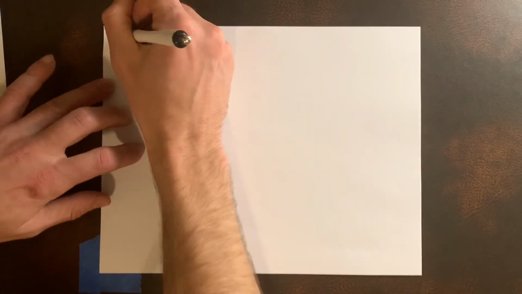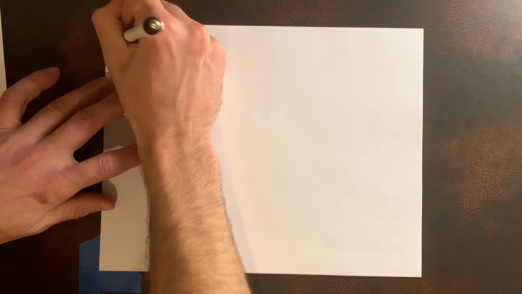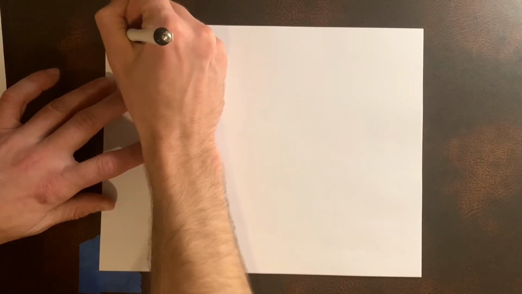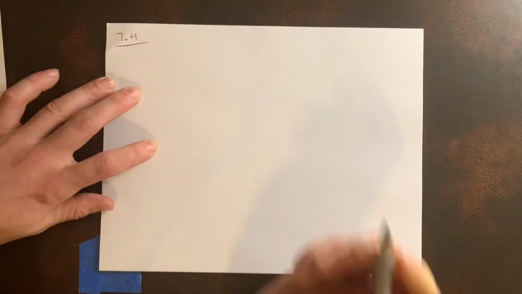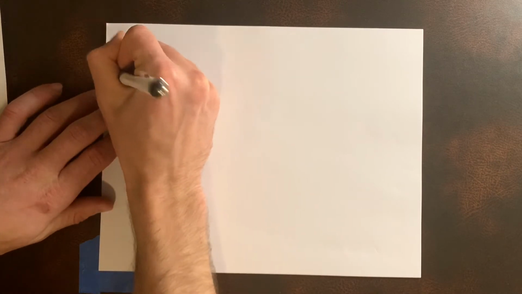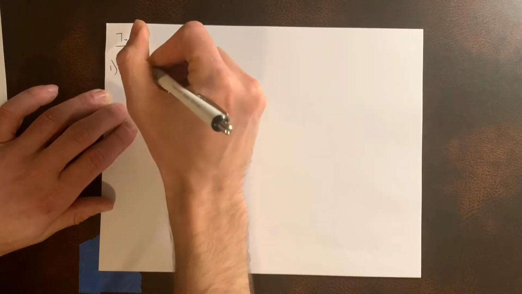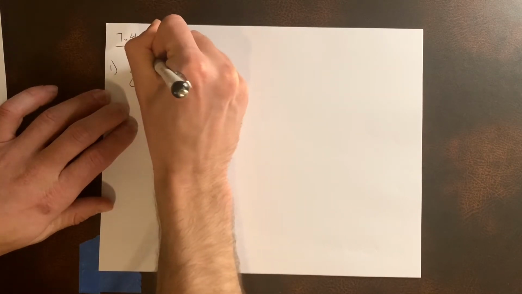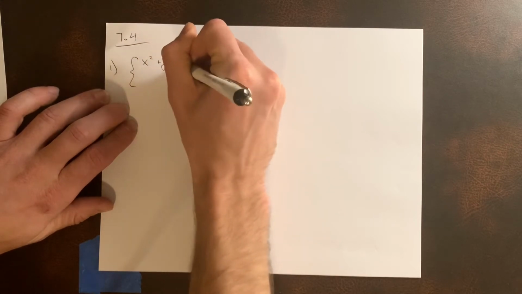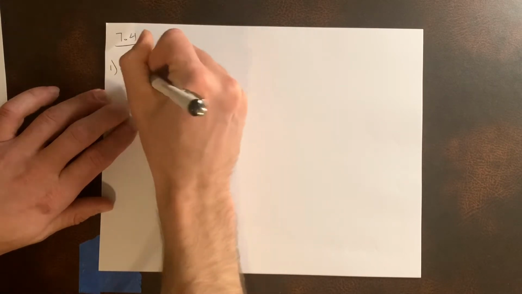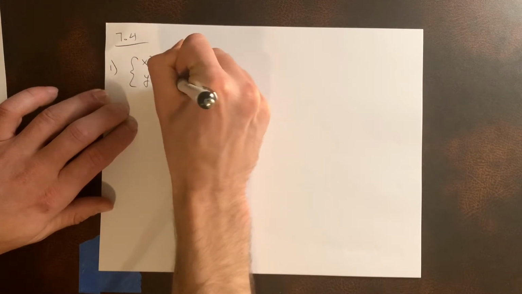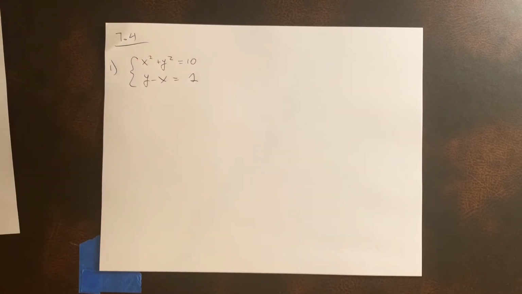Here in section 7.4, we have three different examples of systems of equations to go over. So the first example we're going to go over is going to be this system of equations: x squared plus y squared is equal to 10, and y minus x is equal to 2.